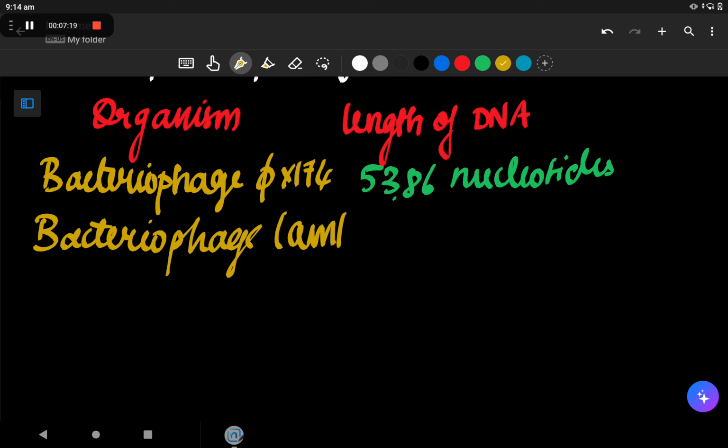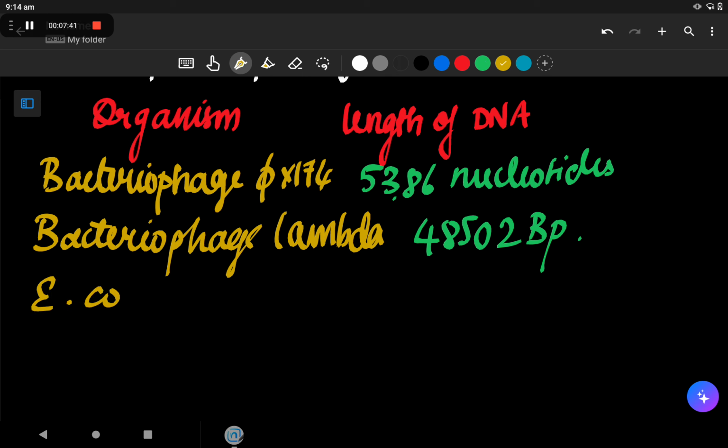Bacteriophage lambda, how much does it have? Bacteriophage lambda has got 48,502 base pairs. Okay. So now coming to the next, which is Escherichia coli. E. coli, how much has E. coli got? It is 4.6 into 10 to the power of 6 base pairs.